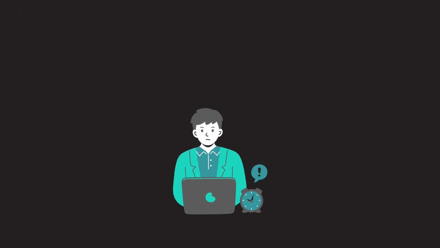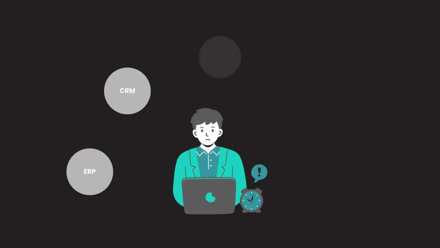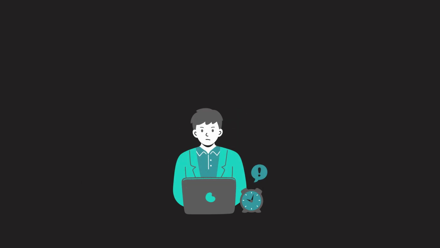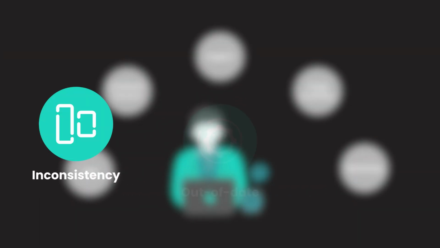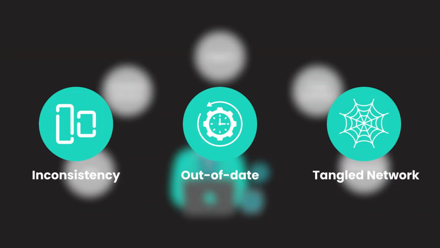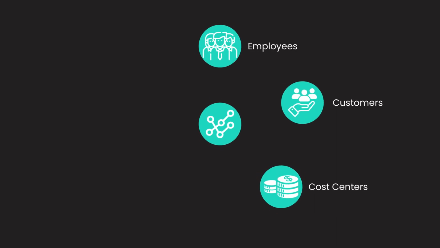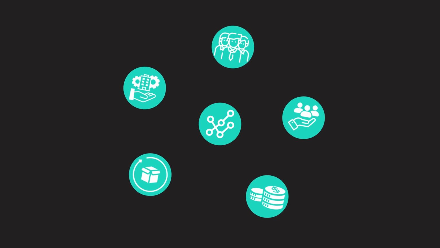You might have a customer record spread across your ERP, CRM, your customer success tools, your support tools, your marketing tools, etc. This results in duplicate records, inconsistencies, out-of-date information, and a spider web of point-to-point integrations to try to keep everything in order. This happens with all kinds of records: employees, customers, cost centers, products, assets, and many more.